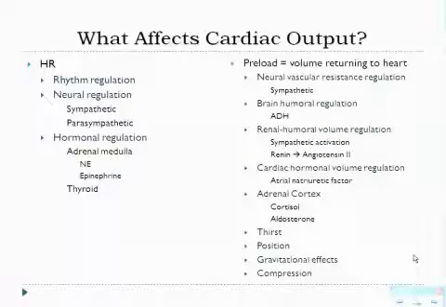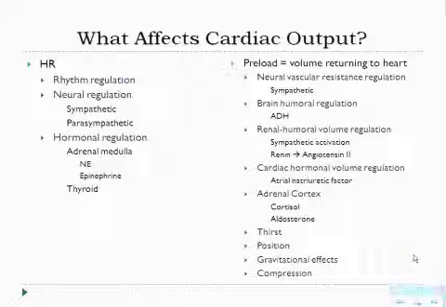Now, let's first look at the cardiovascular system and what controls cardiac output. Cardiac output is basically heart rate times stroke volume. So what regulates heart rate? You have to make sure you have a regular rhythm. Neuroregulation of that, which we talked about previously, is sympathetics and parasympathetics. Hormonal regulation that affects heart rate can also take place. So you have long-term regulation such as the adrenal medulla, which releases epinephrine as well as norepinephrine. And thyroid, of course, can also alter your heart rate.